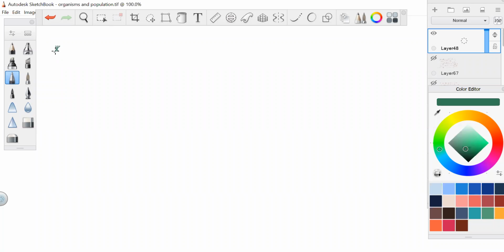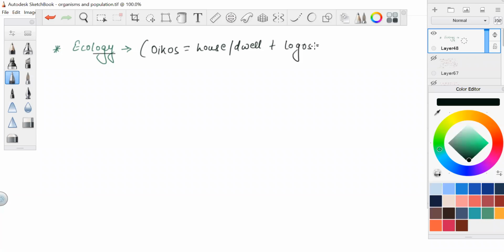First, you will write about ecology. Just keep writing, noting down. A few terms I will give you: who is father of ecology, who is father of Indian ecology, all this. And after that, we'll go for population. So ecology is derived from the word oikos. Oikos means house or dwell, and logy is coming from the word logos, that means study.